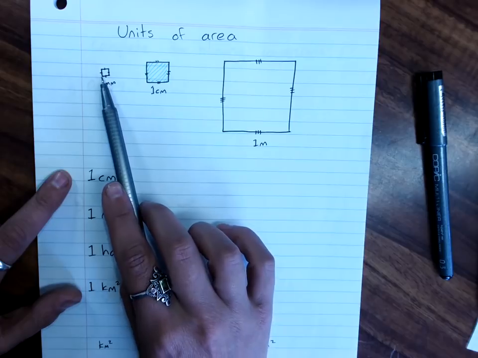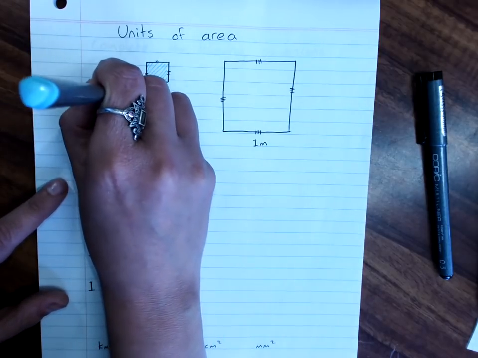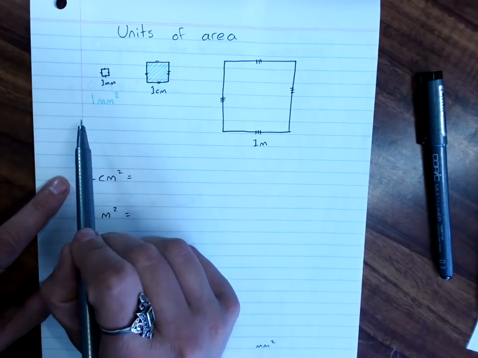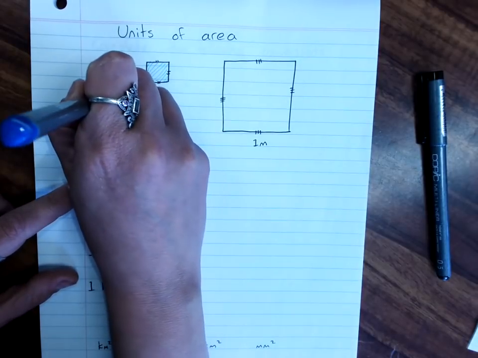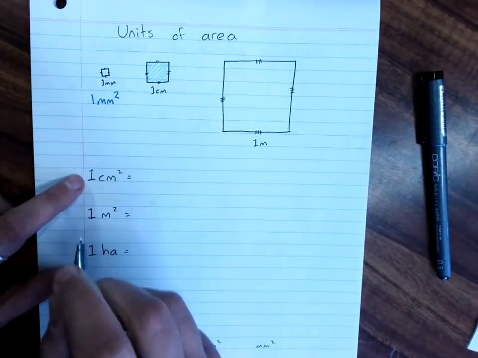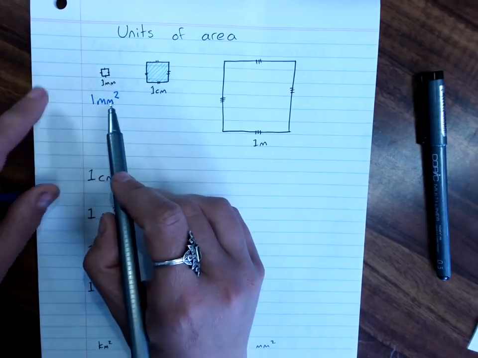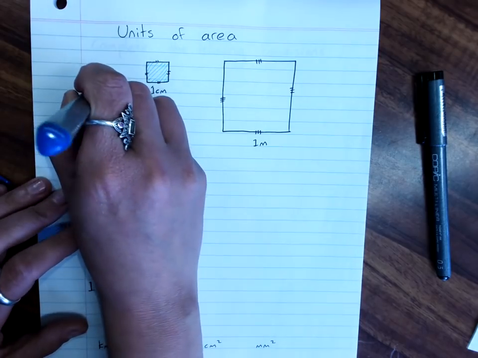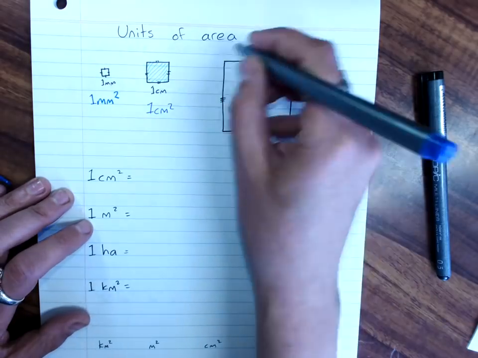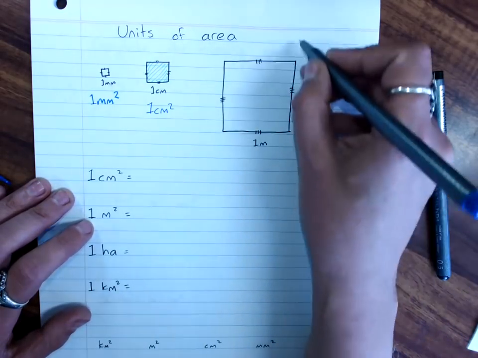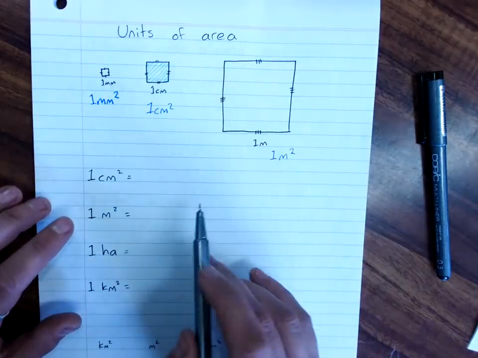That is, this is taking up a space of 1 millimeter squared. I'll get a pen that actually shows you a colour there. 1 millimeter squared, because it's 1 millimeter by 1 millimeter, it's taking up a square space of 1 millimeter on each side. This is taking up a space of 1 centimeter squared, and if I'd drawn this big enough as a meter by a meter, this would be 1 meter squared.